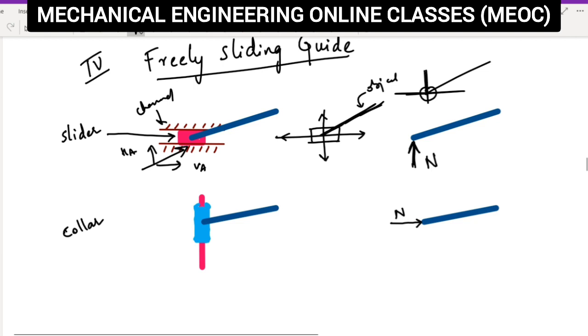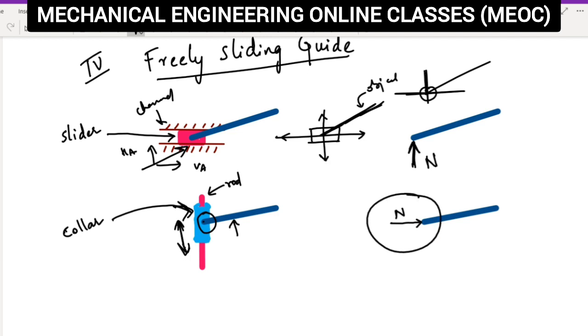So this blue color one is a collar. So this pink object is attached to the collar here, and this collar is free to move vertically along the pink rod. Suppose this is the pink rod and this collar is free to move up and down. Up and down means this particular end point is free to move up and down because it is attached to a collar which is free to move up and down. So there is no restriction along the vertical direction, but there is a restriction along horizontal direction. So that we are showing as a horizontal reaction, which is the normal reaction here.